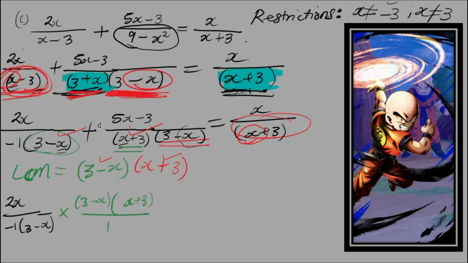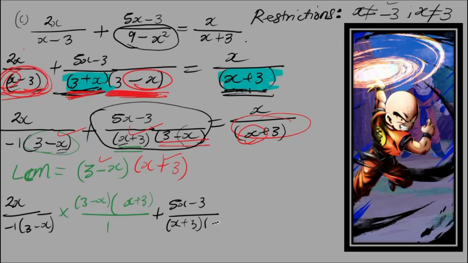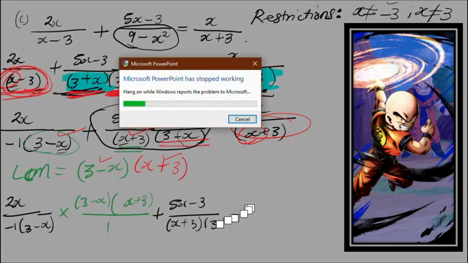Moving on to the next part, this fraction right here, I have 5x minus 3 all into x plus 3 and 3 minus x, sorry. You see, I told you about making mistakes. It's so easy to make mistakes in complicated problems like this one or in fractions like this one.